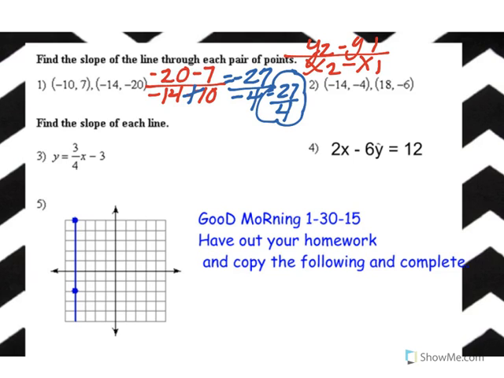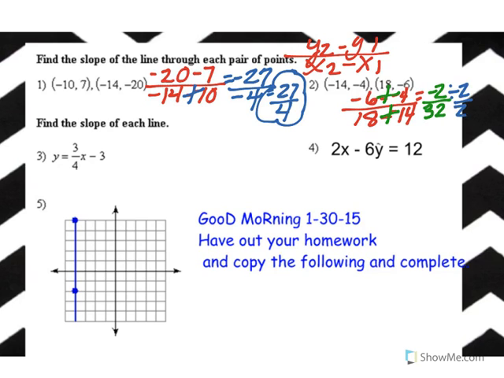For number 2, you're going to do the y2 minus y1 over x2 minus x1. So you do negative 6 minus negative 4 and 18 minus negative 14. Since you're subtracting a negative, you're going to change these to positives. So negative 6 plus 4 is negative 2, and 18 plus 14 gives you 32.